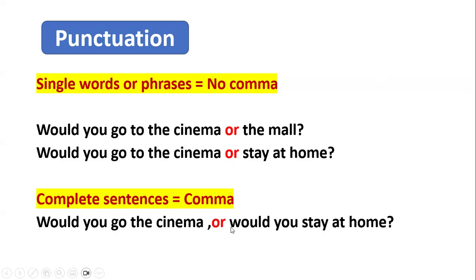So would you go to the cinema, comma, or would you stay at home? Why here? Because I have a complete question. I have the modal verb, I have the subject, I have the verb. So of course I have a complete question. In this case, there should be a comma right before or. Okay, I hope this made it clear.